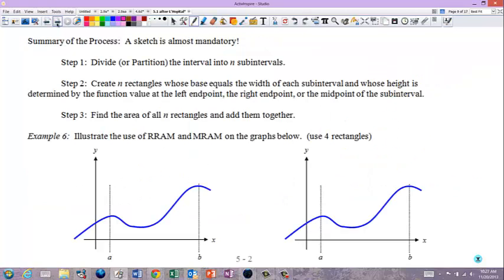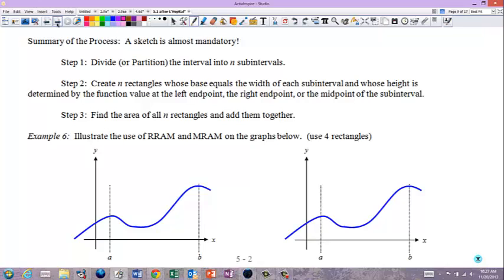Summary of the process. It says the sketch is almost mandatory. You're going to have to draw a picture. Then step one, divide your interval into n subintervals. Create n rectangles whose base equals the width of each subinterval and whose height is determined by the function value at the left endpoint, the right endpoint, or the midpoint. Find the area and add them together.